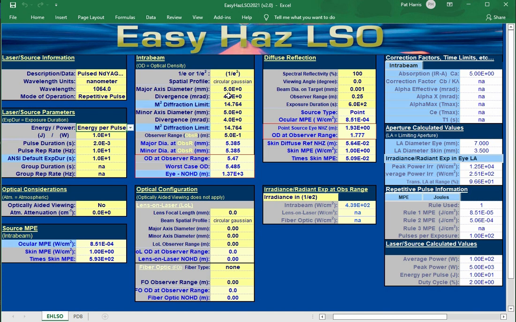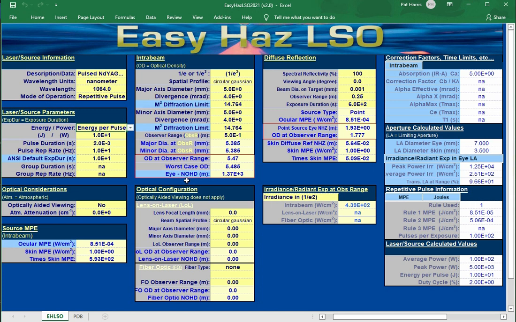The beam diameter is 5 millimeters, and the beam divergence is 4 milliradians. And this is a pretty high M squared value, which is typical for this type of unit. We can see that our OD at observer range at half a meter is 5.47, very close to our worst case OD, not ID, OD. Let's go over here and see where this difference is coming from: the fact that we're only putting about 97% of the power or energy through the limiting aperture of 7 millimeters. So that's where the difference between these two values comes from.